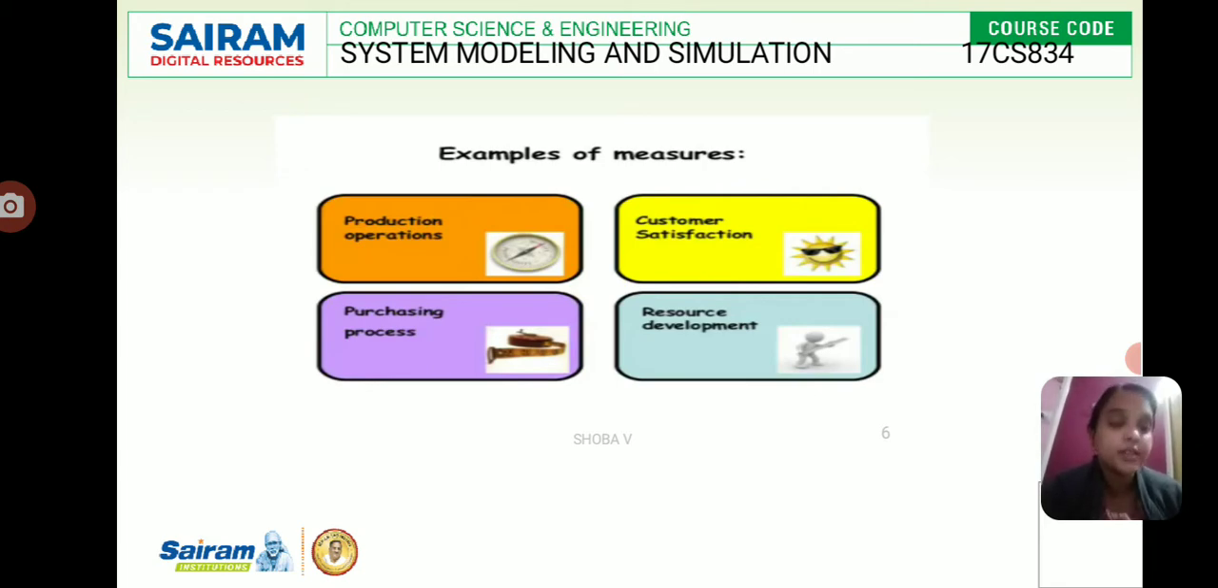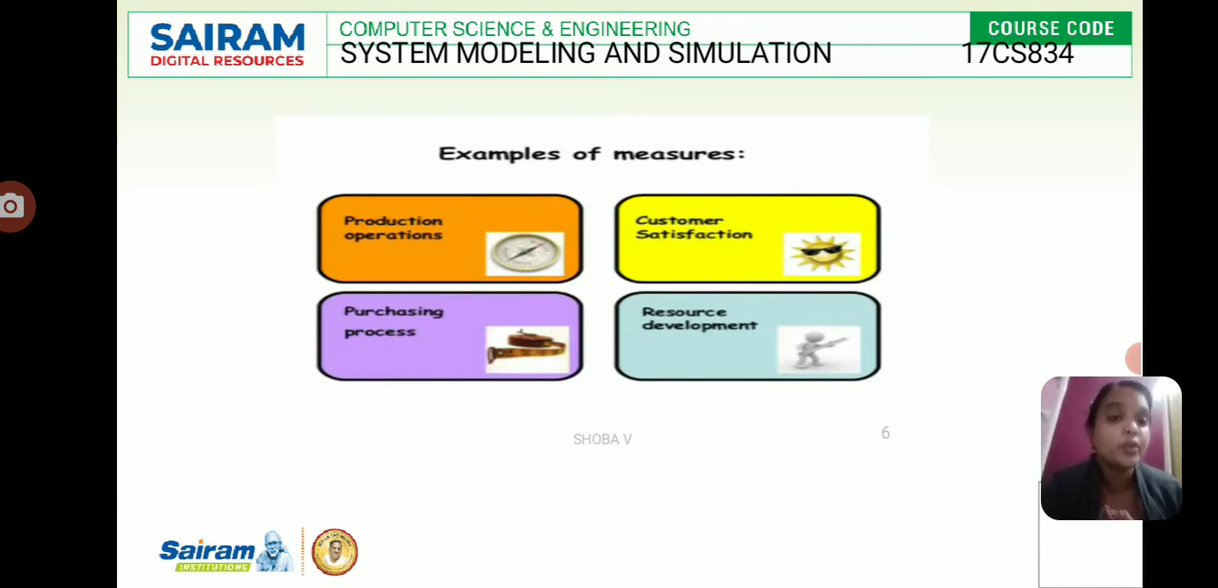And customer satisfaction. Once the business starts, the second step is to know the customer needs. We have to analyze the customer needs and requirements. Based on that, we can provide the customer with their proper needs, and from that we can get customer satisfaction.